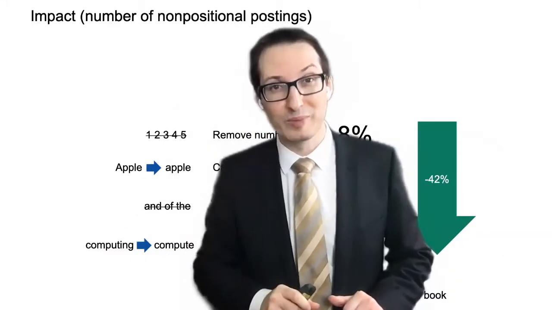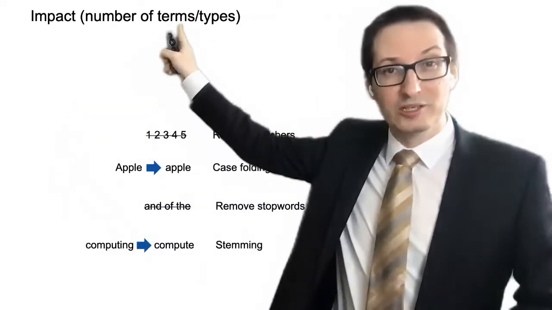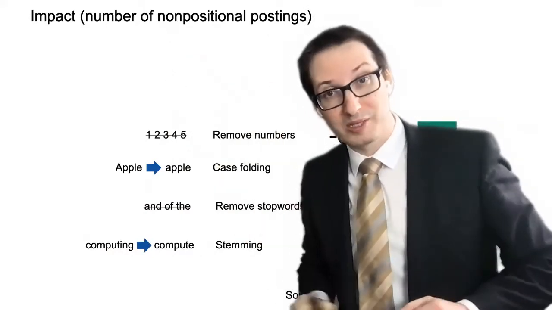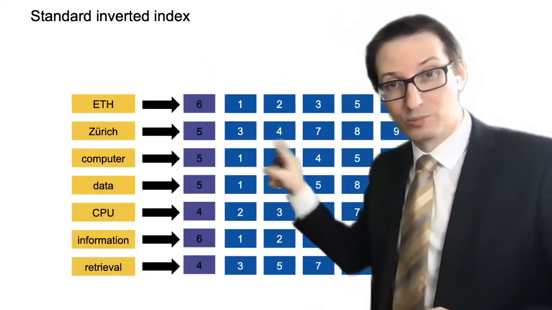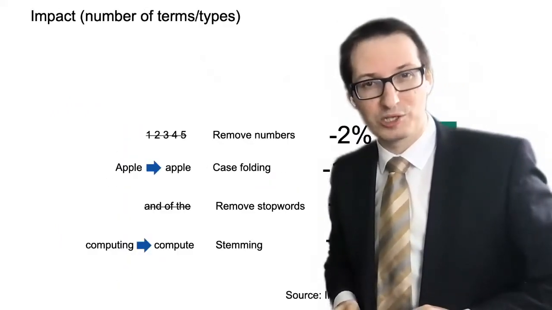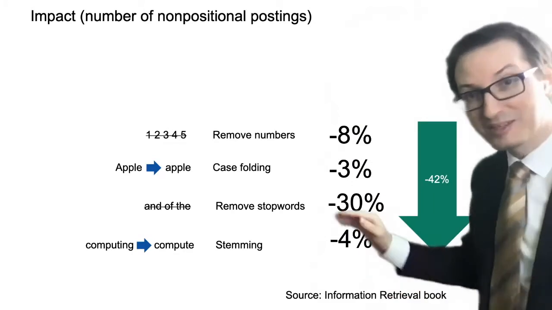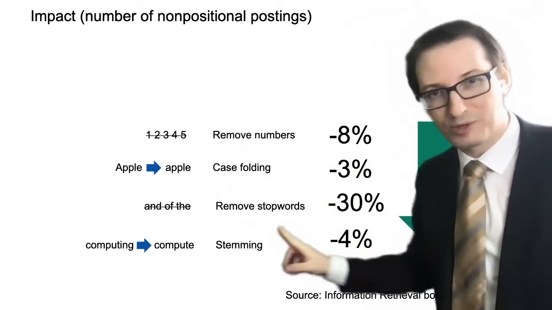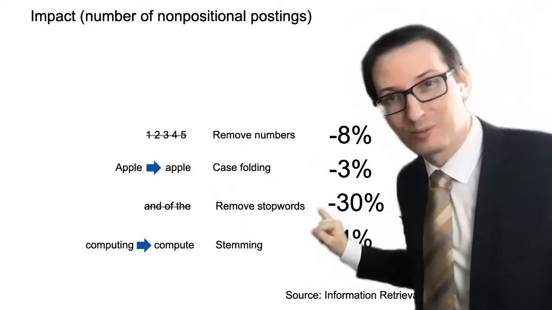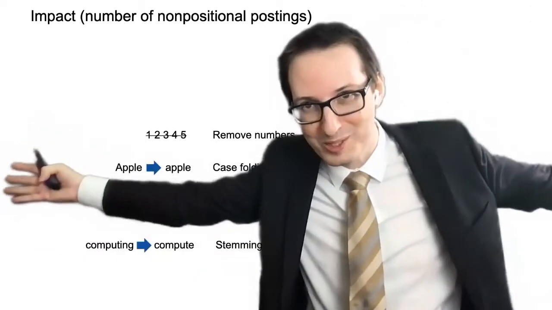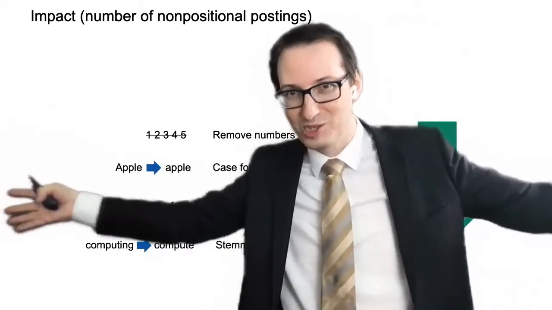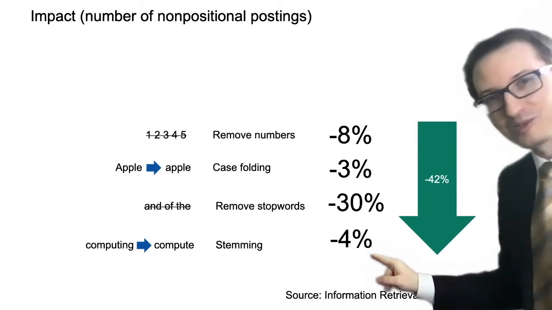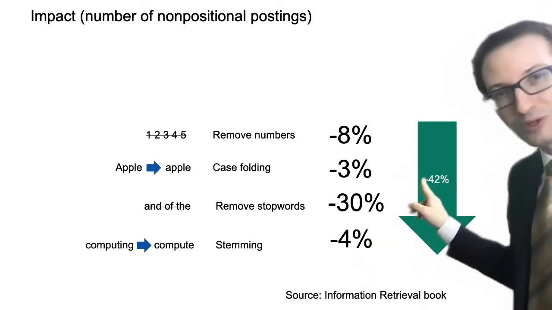All right. But we can do better than that. Now, this is the number of terms, so this is the height of the index. What about the non-positional postings, meaning the blue scale right there? How many fewer non-positional postings would we get if we compress? If we remove numbers, that's 8% less. Case folding, minus 3%. Stop words, 30%. That's a lot of them. Well, of course, the stop words are those that have the longest posting lists, so obviously if you remove them, you remove these gigantic posting lists. This is not surprising. And then stemming is another 4%. So overall, we get 42% less.